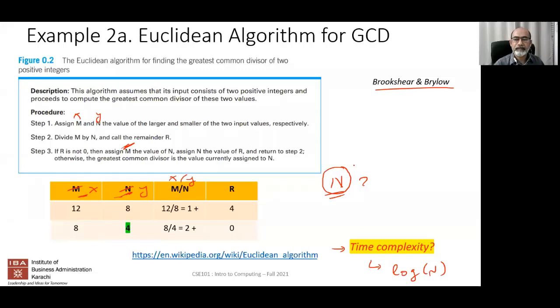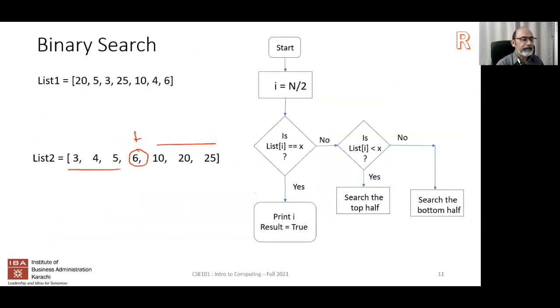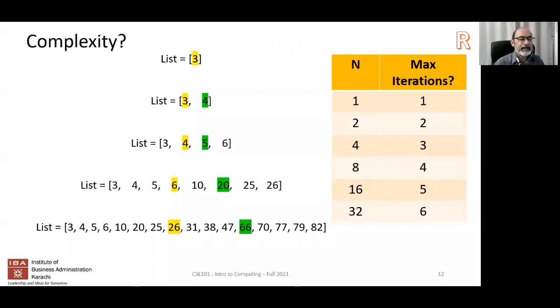Any thoughts? The number of iterations. So it's the number of iterations it takes. Okay, so now let's go back a little bit. Let's take a look at this binary search. Okay. Now, what was n over here, and what did we say is the complexity?